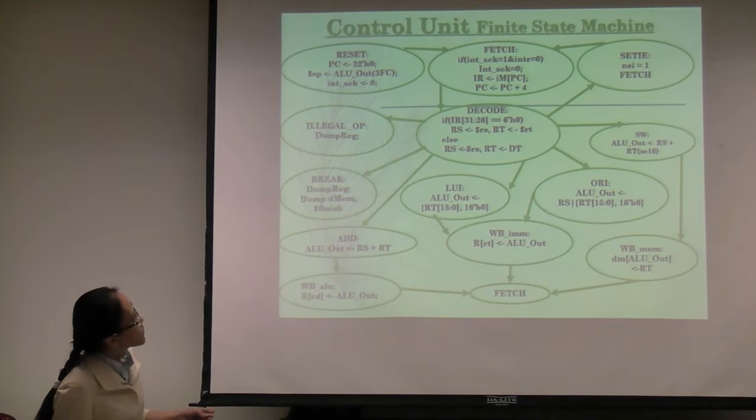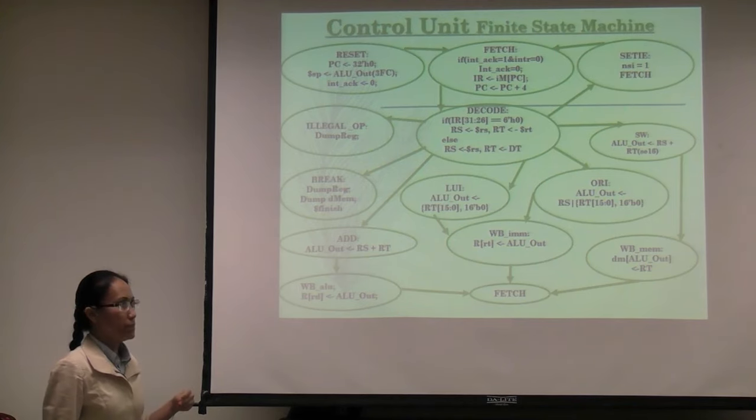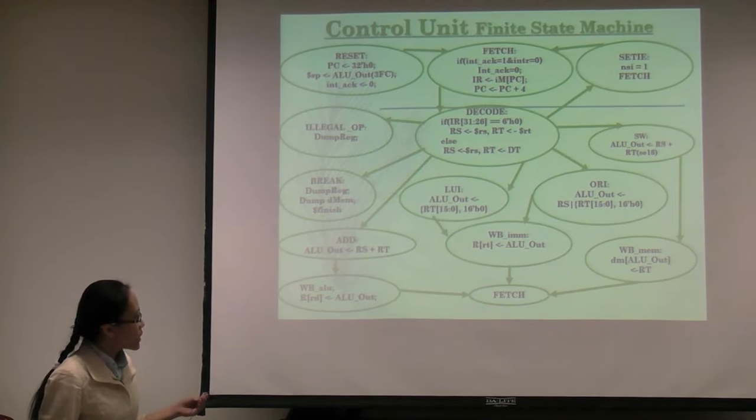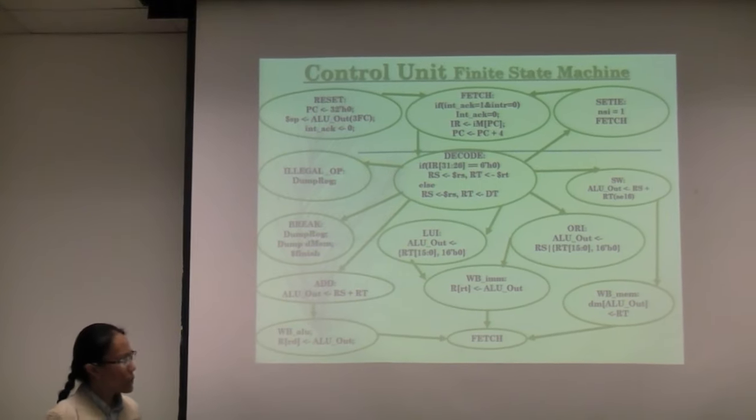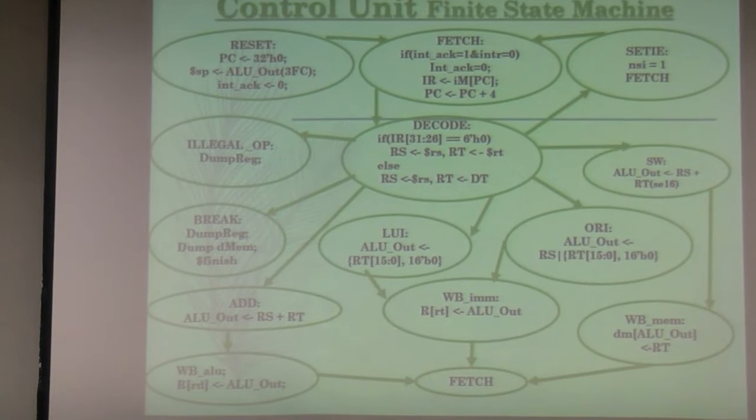This is the general state machine diagram. It starts with fetch, decode, and write back the data to the register. For example, for the R-type instruction, it takes 4 clock cycles to finish the instruction.